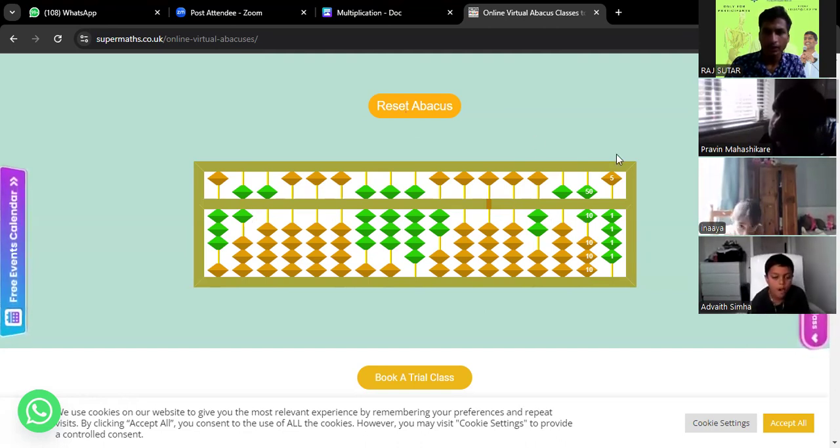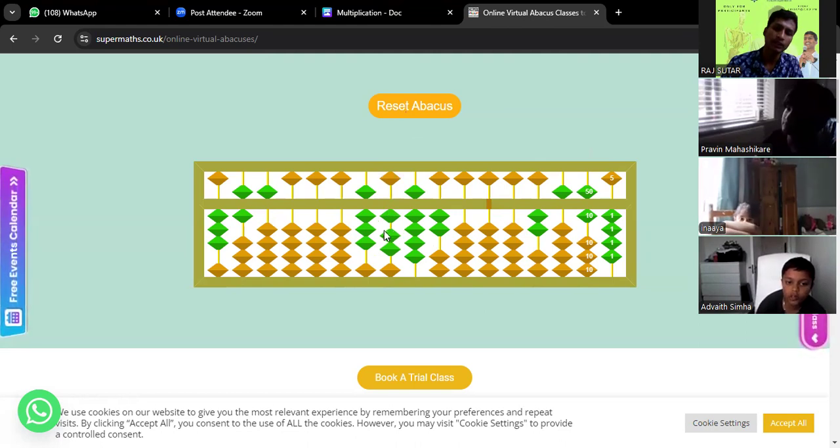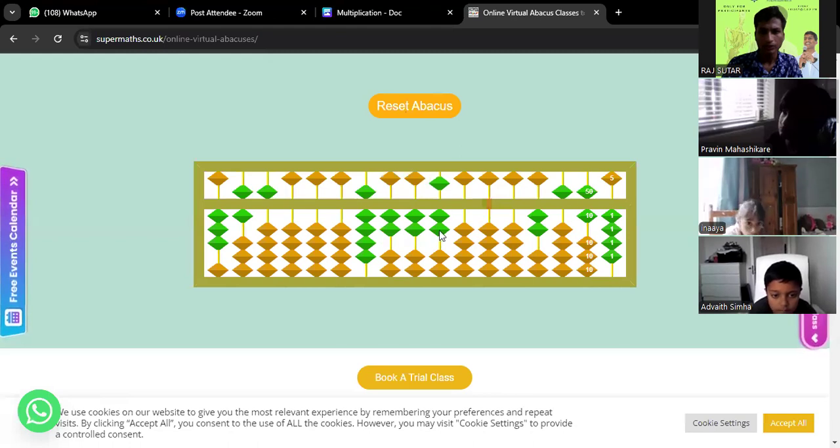Then 6 fives are 30. Then 1 to 12 is done. Then 3, 0: minus 7 plus 10, 30 is done. Then 6 sixes are 36. So 30 and 6 over here. Then 6 fours are 24. 24 over here. Getting it?